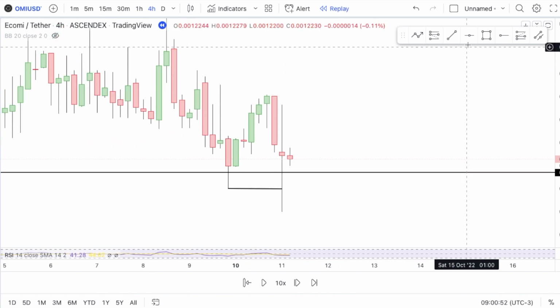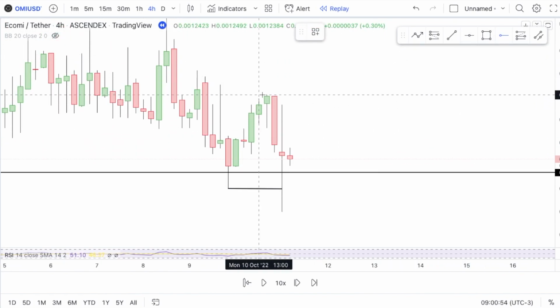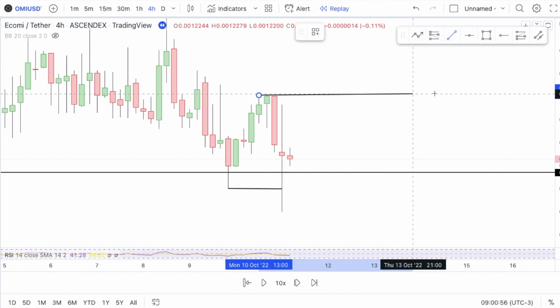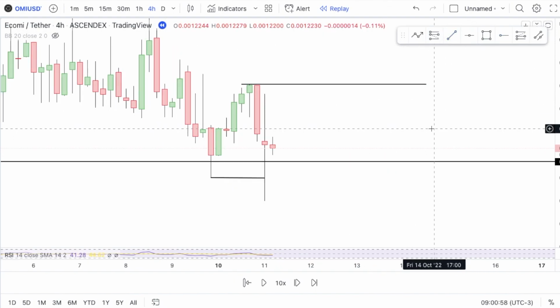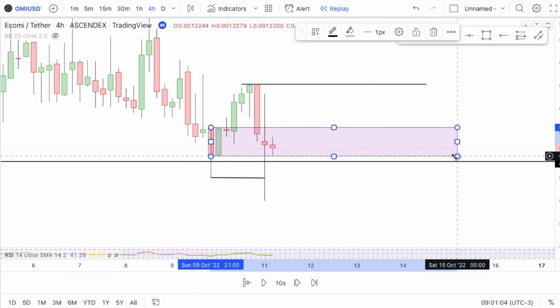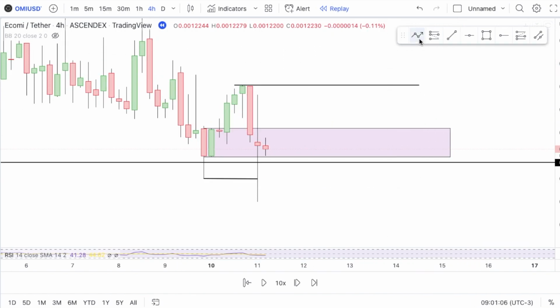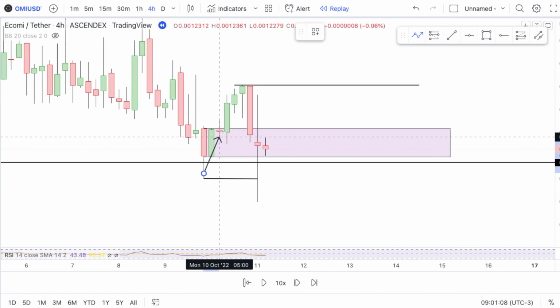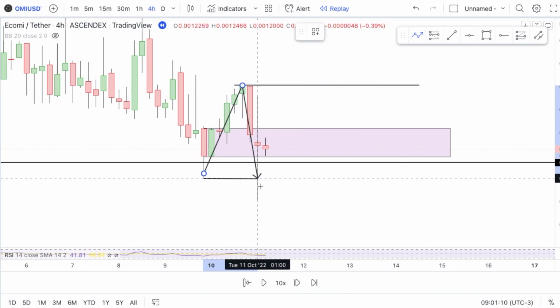And now what we want to see is, are we going to break above this structure right here? If we break above this structure, what we're going to anticipate is aiming back towards this candle right here, and this is going to be my zone for a pullback. So what I'm trying to anticipate is price going back up after it goes back down.